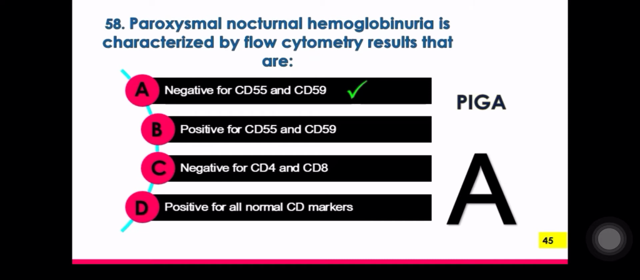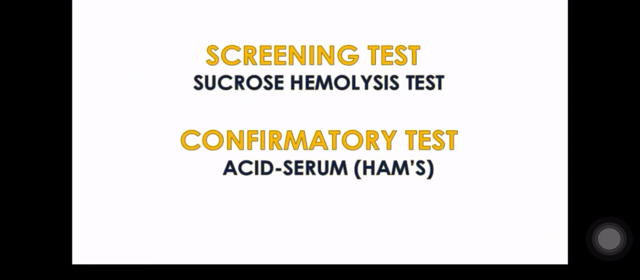Now remember, we have the PIGA gene. This PIGA gene codes for GPI-anchored proteins. GPI, by the way, stands for glycosylphosphatidylinositol. Now, PNH shows a mutation in the PIGA gene, which results in deficiencies in these GPI proteins, indicated by a negative CD55 and CD59. For paroxysmal nocturnal hemoglobinuria, the screening test is sucrose hemolysis test, and the confirmatory test is acid serum test.